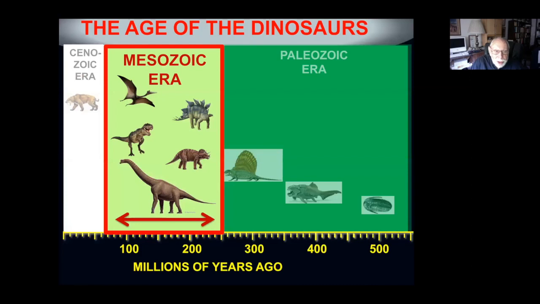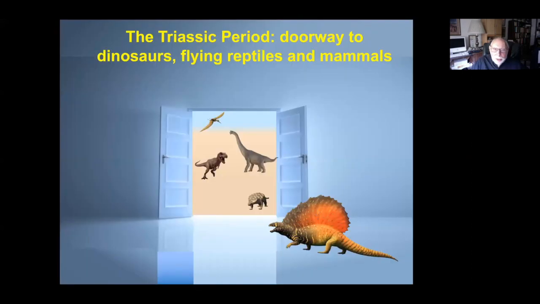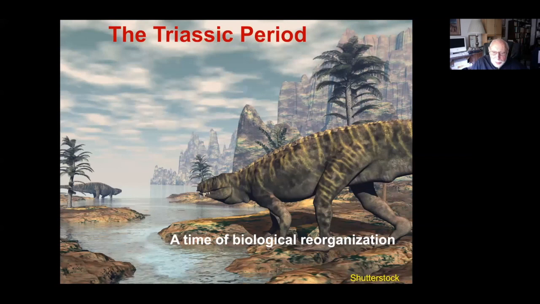The Mesozoic is commonly referred to as the age of the dinosaurs, and for good reason, but it didn't really start that way. The Triassic period was a period of transition, and it was sort of the doorway to dinosaurs, flying reptiles, and to the mammals. It was really a time of biological reorganization.